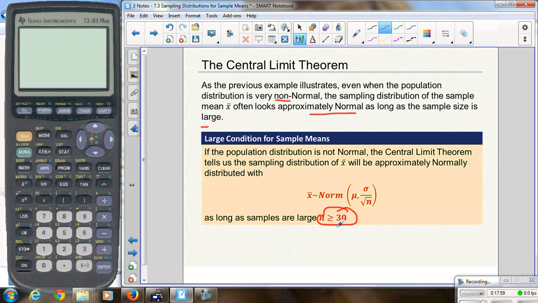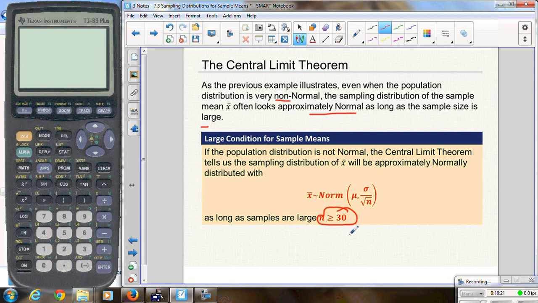So remember, with the population proportion, or when we're looking at the sampling distribution of proportions, we had to look at the relationship between n and p and n and 1 minus p, and both of those values had to be over 10. With x bar, we just have to have a sample of at least 30, or we have to have a population that's normal.